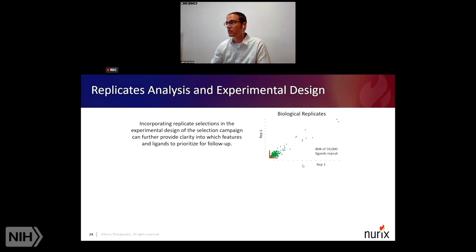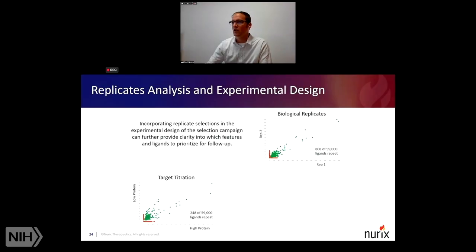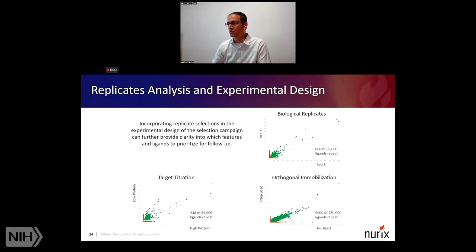And biological replicates is one way to do this. You can also think of having a target titration where we're having high protein and low protein selection for the same target, or orthogonal immobilization strategies, for his tag versus strep tag as an example. But either way, the idea of using replicates can further help us triage our data set to focus on the true signal, which is most likely to be productive binders to our target.